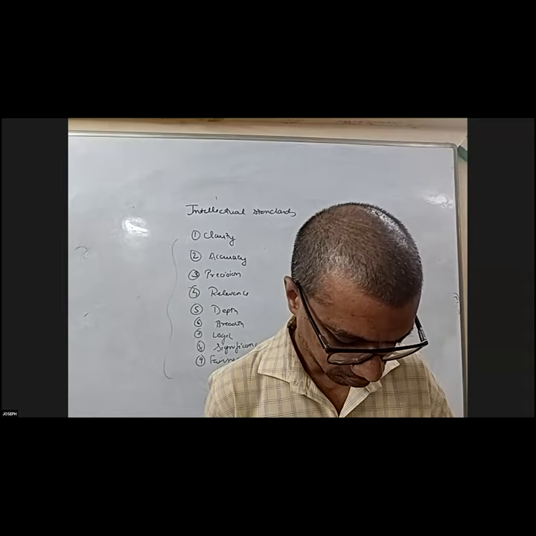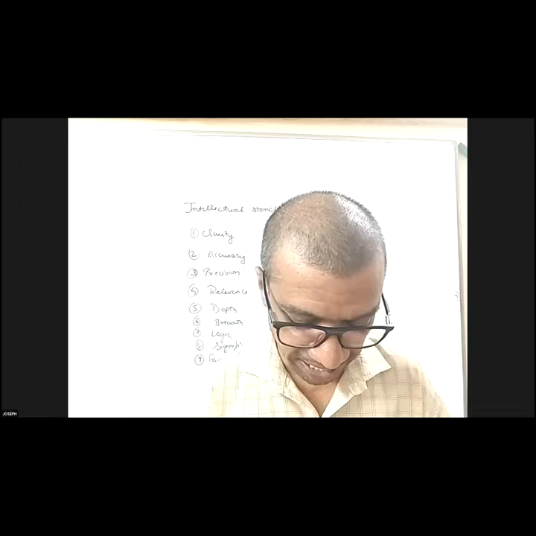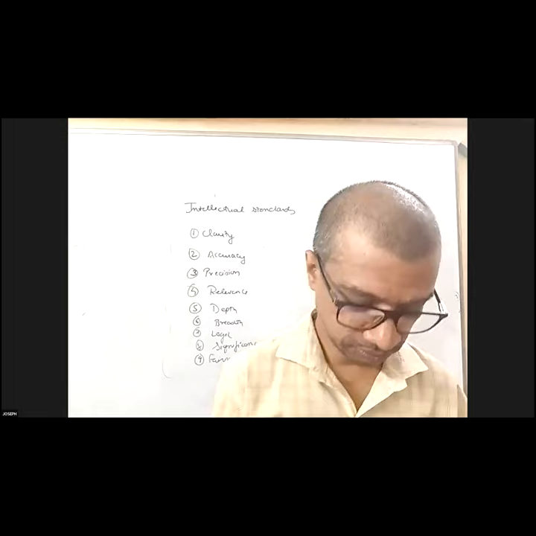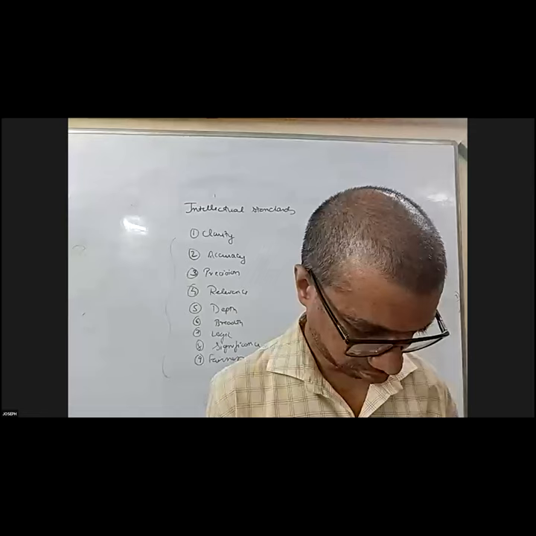Sir, what you have written in this 9 points, what is the last one? Sorry? Among the intellectual standards, what is the ninth point? Fairness. Fairness means to be just, to be fair, to be just at all times. Got it, Umang? Yes, sir. Okay. Any other doubt, any other query you want to ask me?